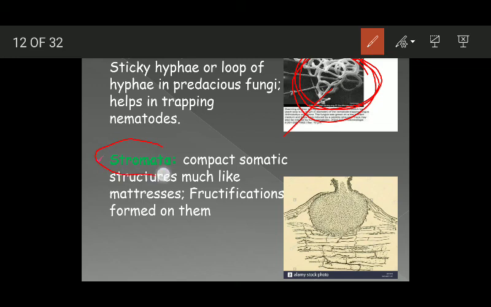And then we have finally stromata. Stromata are compact somatic structures much like mattresses. These stromata form the fructifications on them. Here you can see these are compact somatic structures or mattress-like structures, and on these mattress-like structures the fructifications, fruiting bodies, are formed. So these are some important mycelium organizations or mycelium modifications in fungi.